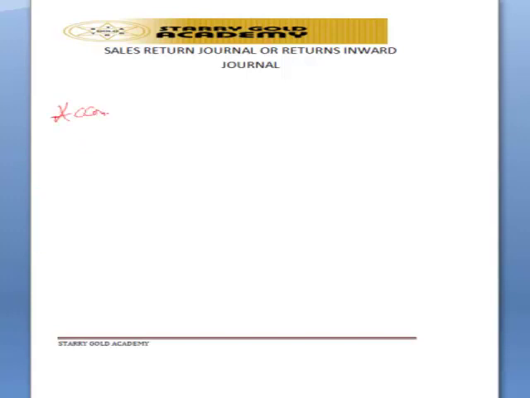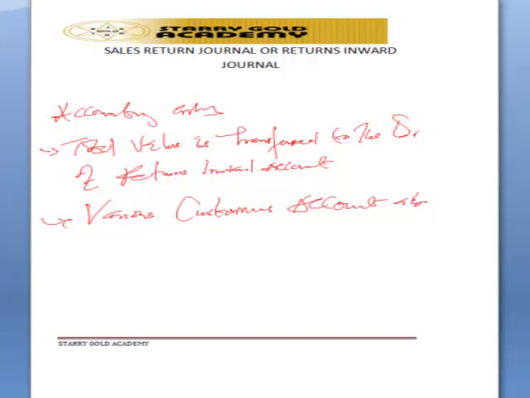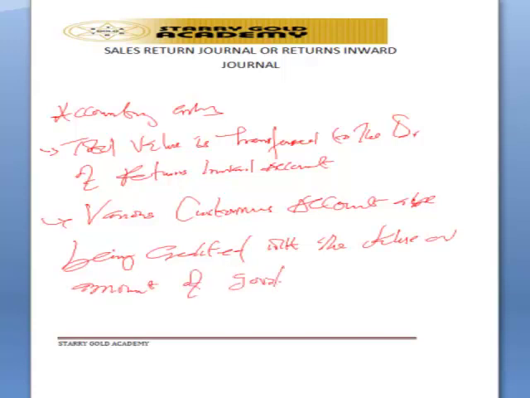And I say the accounting entry here, the accounting entry is 1. Total value is transferred to the debit of returns inward account. And the second entry is that various customers' accounts are being credited with the value or amount of goods returned. Okay, so that is the sales return.